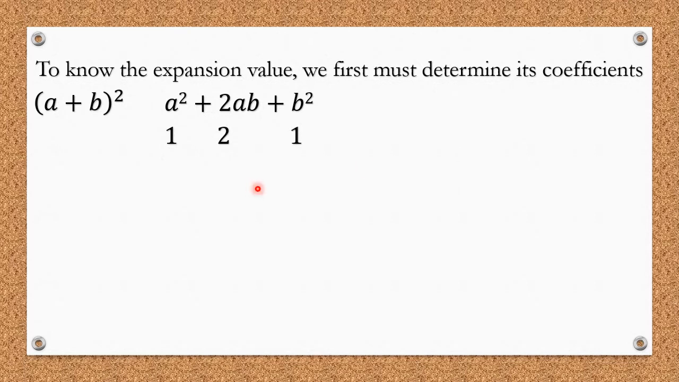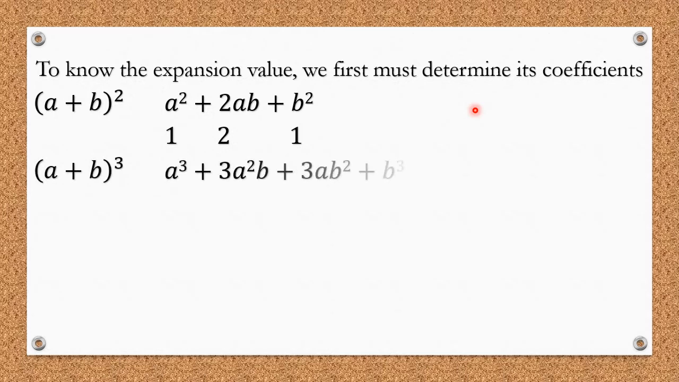So actually the coefficients of these three terms are 1, 2, 1. That means a square has been multiplied with 1, ab multiplied with 2, b square multiplied with 1. To clarify it further, let's write down a plus b whole cube. So now this is the expansion of a plus b whole cube. So I can just say that a cube has been multiplied with 1, a square b has been multiplied with 3, ab square has been multiplied with 3, and b cube has been multiplied with 1.